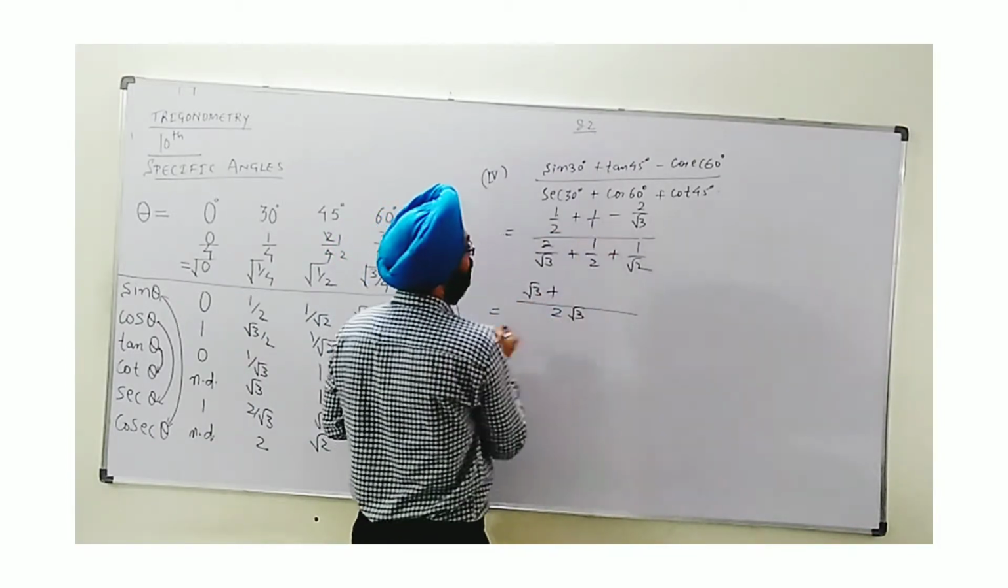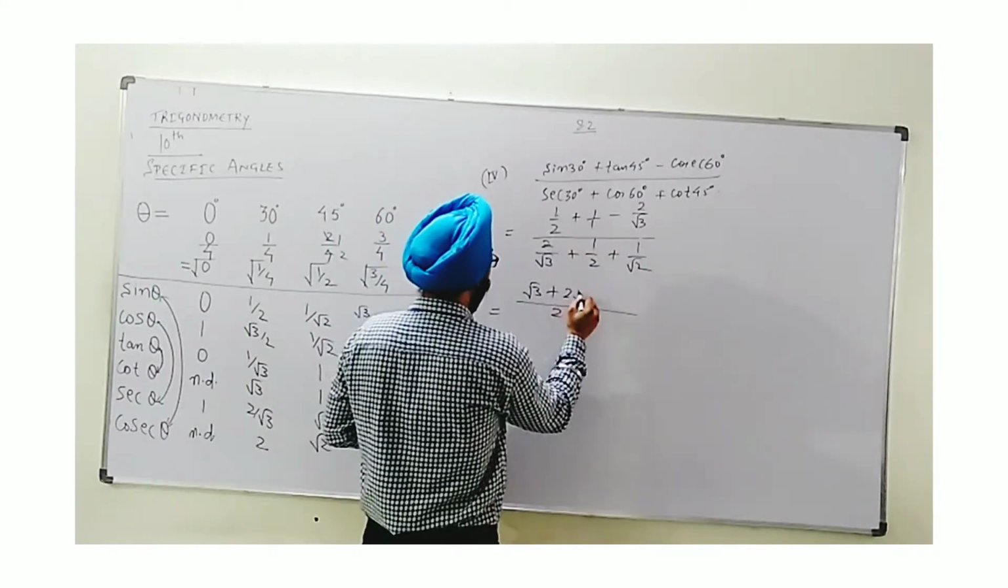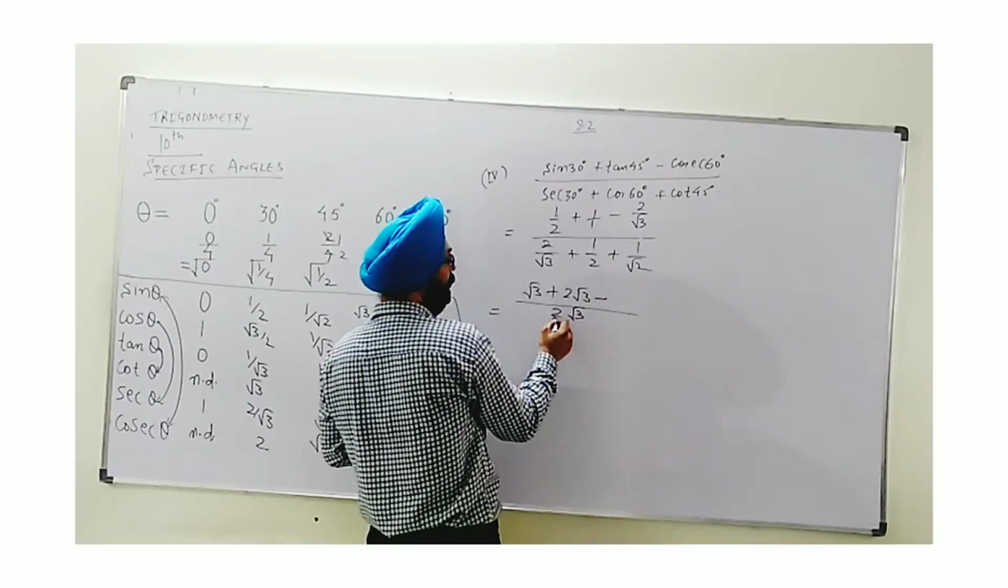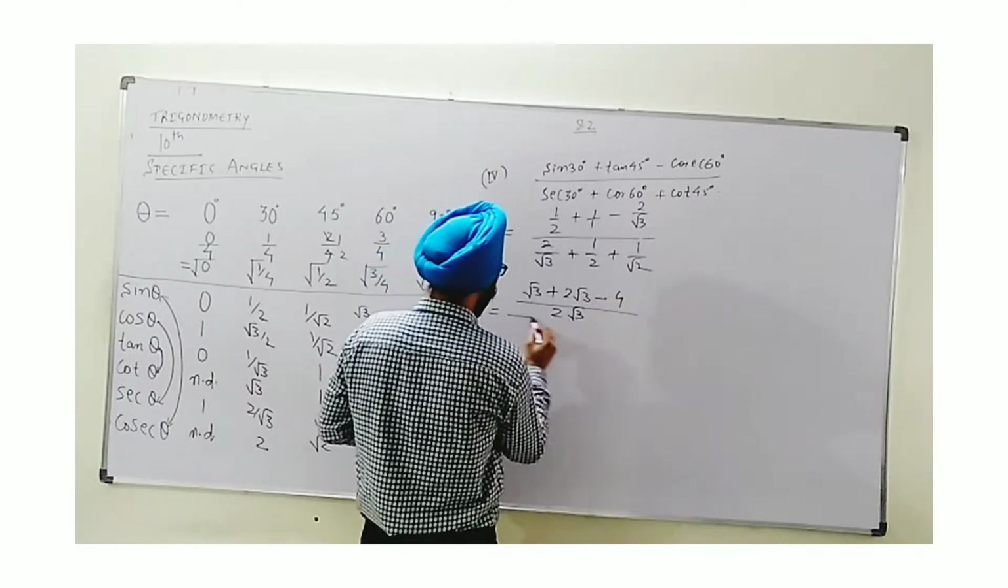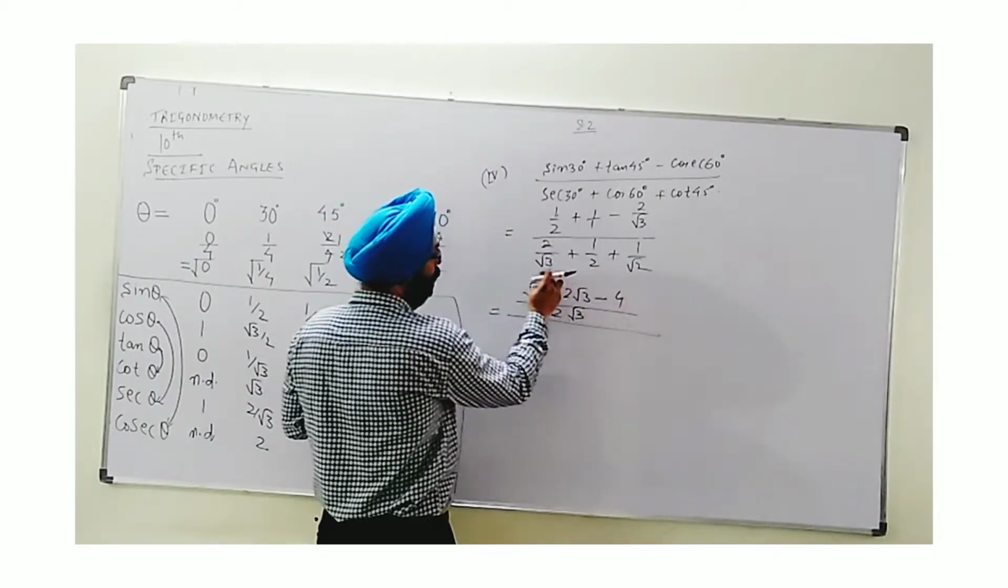This one will be taken as 1 upon 1, so this directly will be multiplied to the numerator. Minus root 3 when divided here, the LCM we get is 2, 2 is 4. Now we divide by all of these: 2, root 2 and root 3.